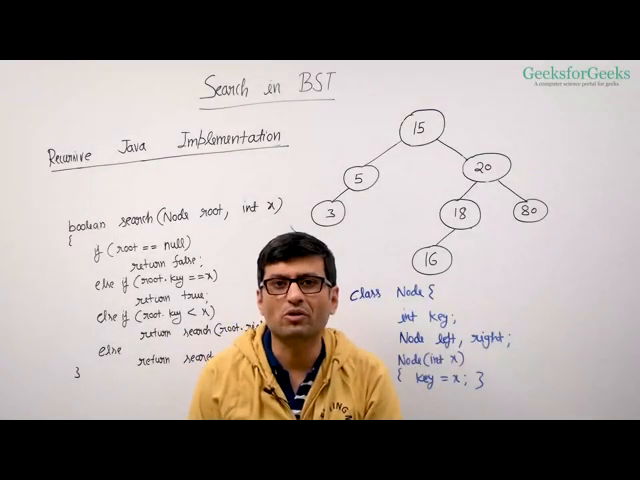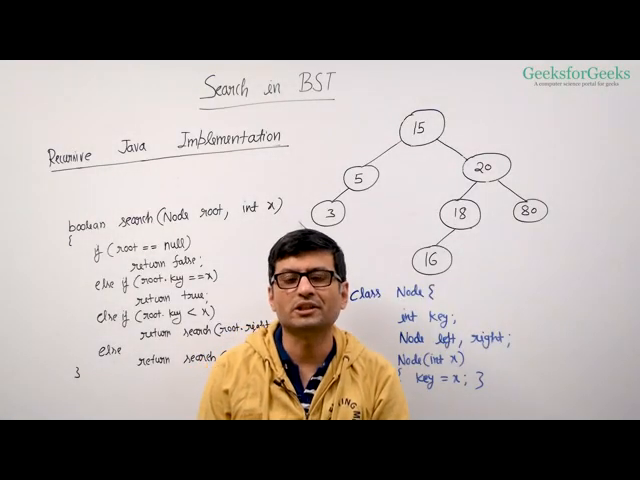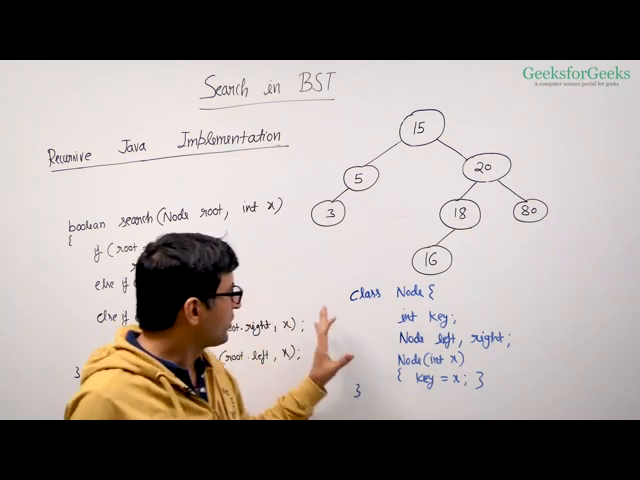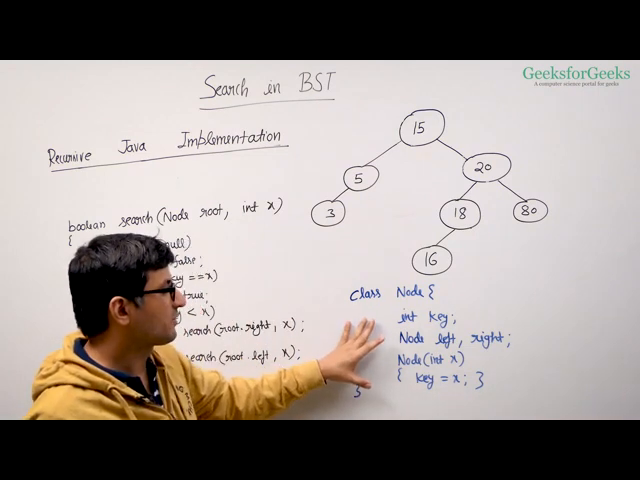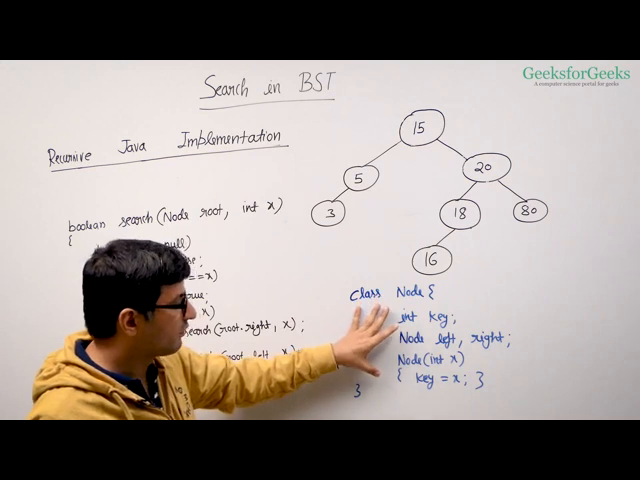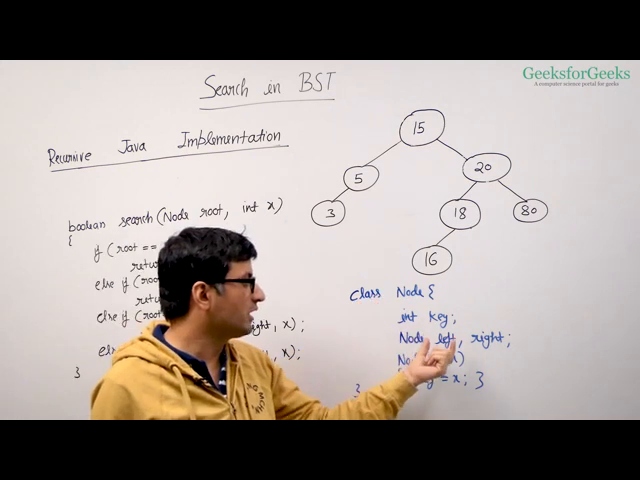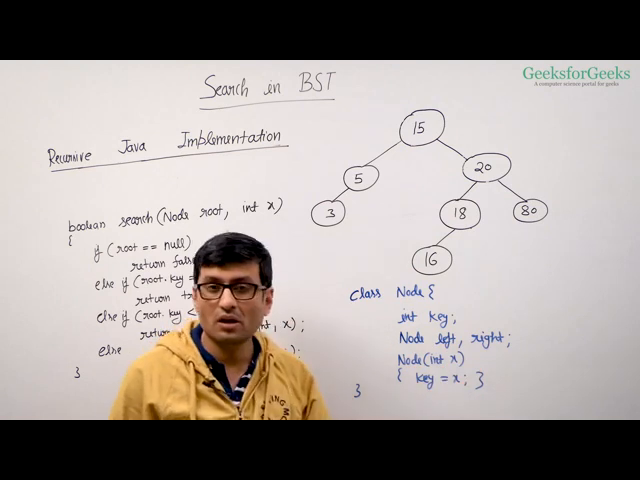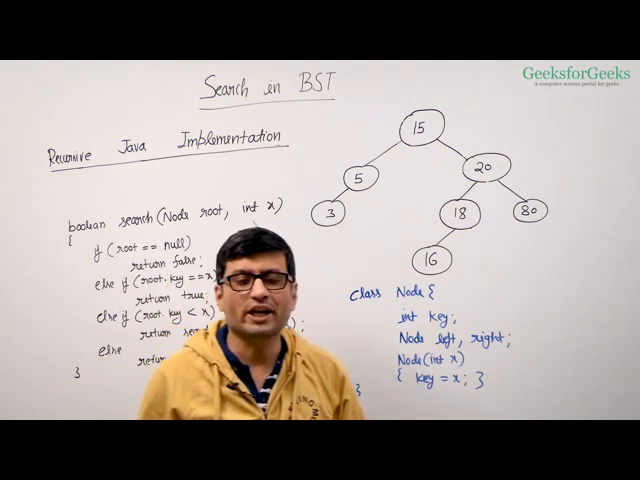Let us now talk about the recursive Java implementation for searching a key. In this implementation, we are considering this class for representing a node of a BST. We have key, left and right references, and this is the constructor of this class. In the recursive code, the idea is simple.